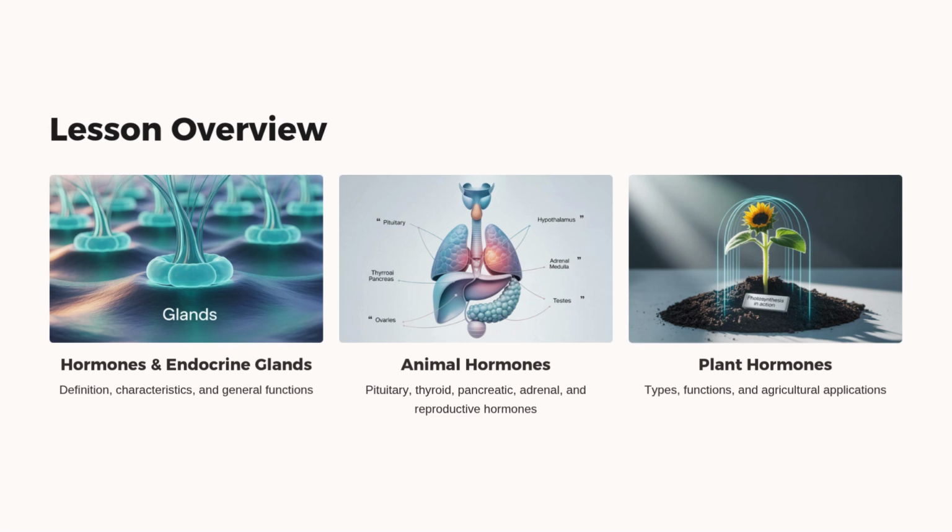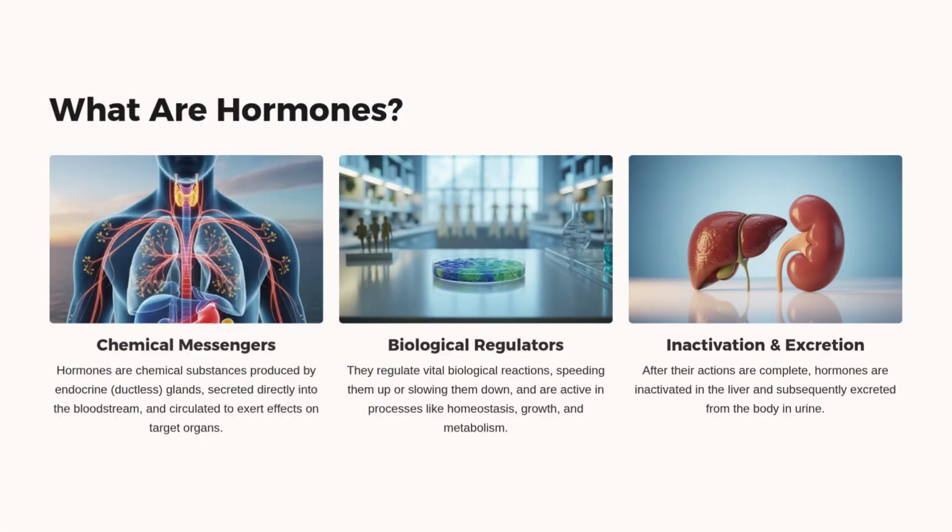Animal hormones. Pituitary, thyroid, pancreatic, adrenal, and reproductive hormones. Plant hormones. Types, functions, and agricultural applications. What are hormones? Chemical messengers.